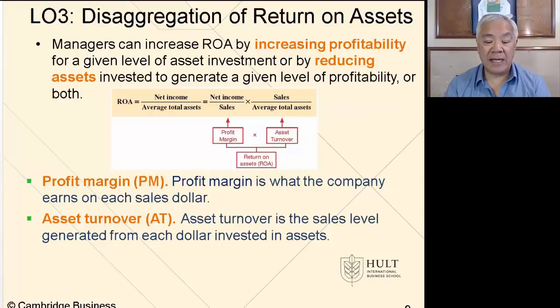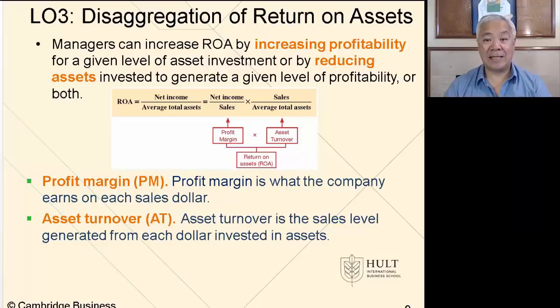When we look at disaggregation of ROA, we can go one level deeper. So ROA we looked at as R, net income, divided by A, assets. But what if we break apart even further and bring in the dimension of the income statement of sales? So the disaggregation breaks out ROA into profitability and asset turnover.